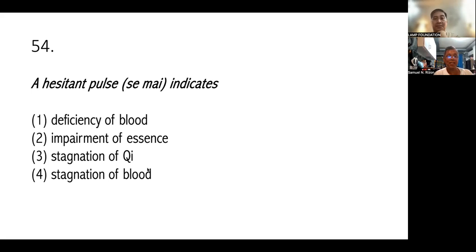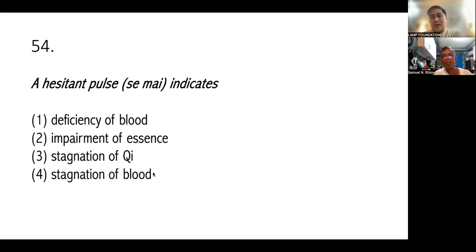54. All right, hesitant pulse. What is another name for hesitant pulse? It's choppy. Very good. The choppy pulse is actually a deficiency of blood. So mayroong impairment din sa essence. And kung mayroon pong deficiency sa blood, that could be another stagnation of chi, kasi magkasama po yung blood at saka chi. And then stagnation of blood. Everything is the right answer, 1 to 4.